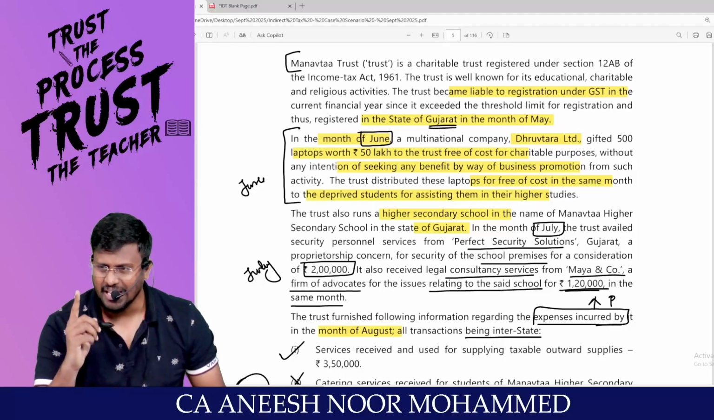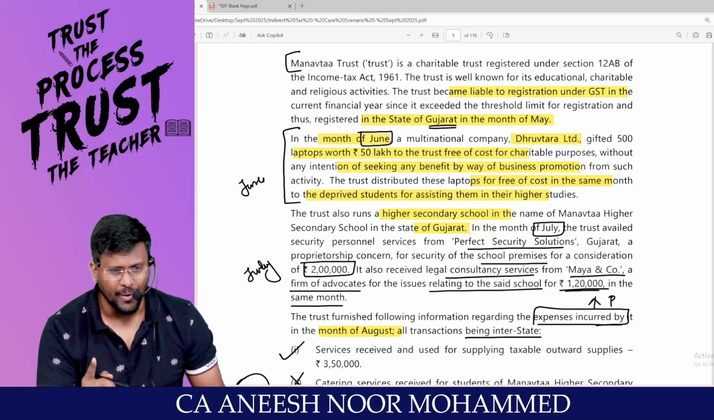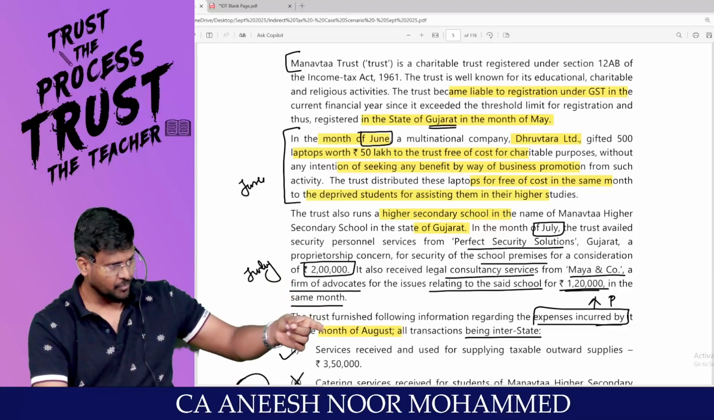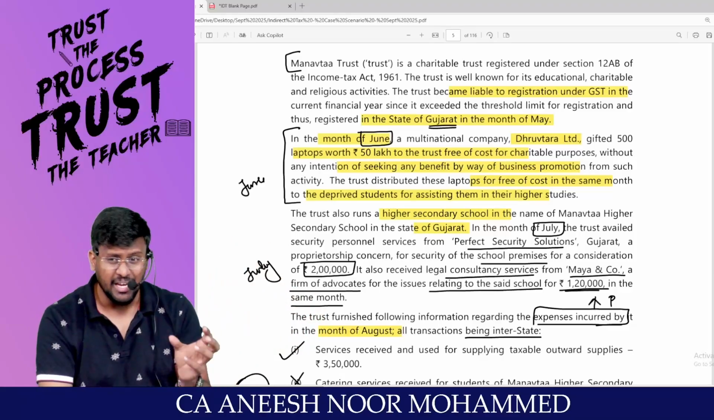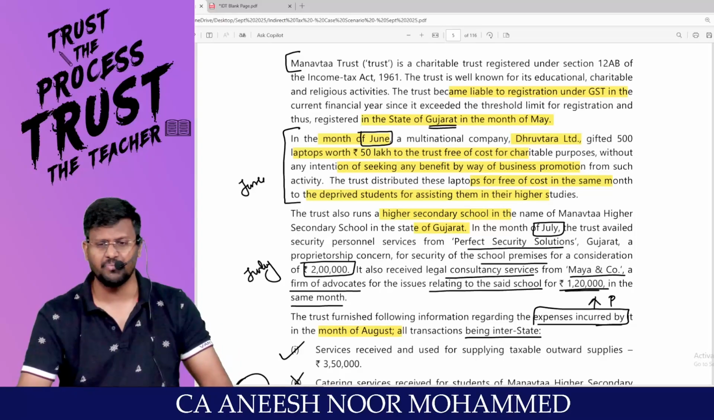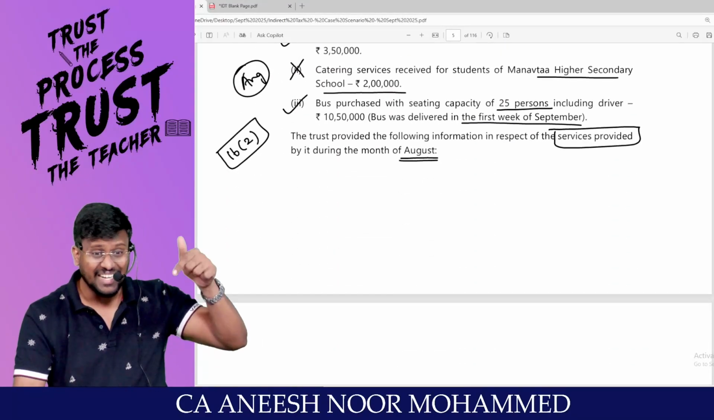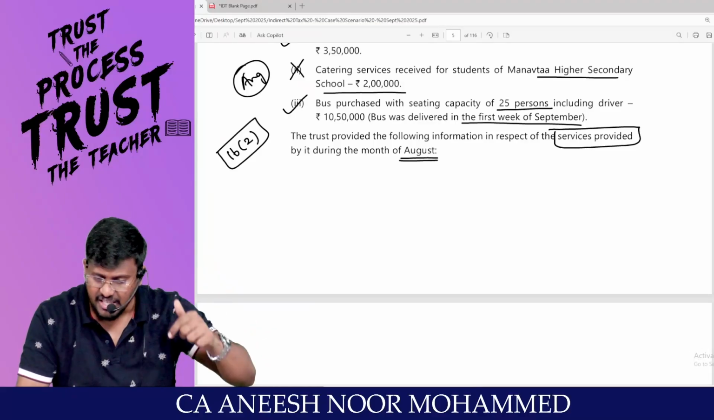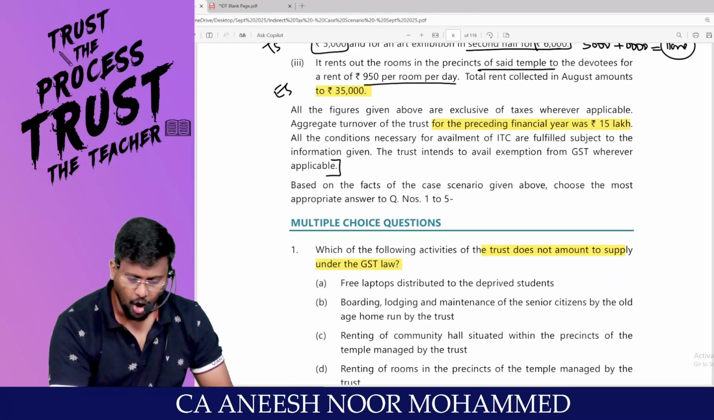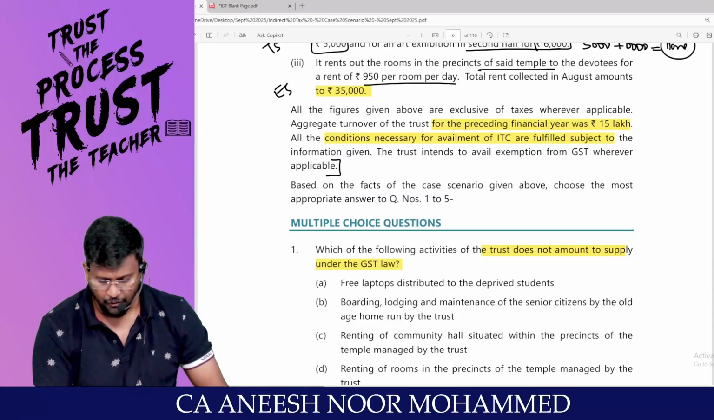With regard to legal services, sir, service provided by an individual advocate or group of advocates to a business entity whose turnover in the immediately preceding previous year does not exceed the threshold limit for registration is exempt. Don't see the current year turnover for exemption. See the previous year turnover for exemption. Right, sir? All the conditions necessary for availment are fulfilled.